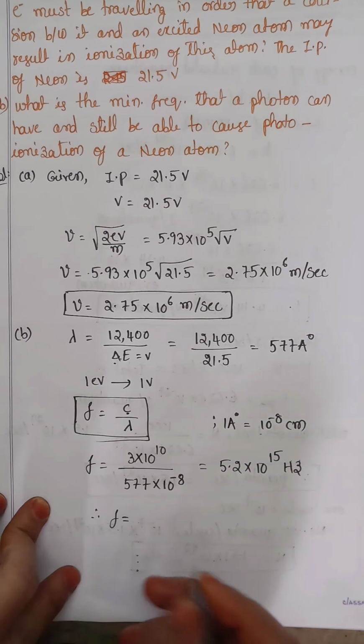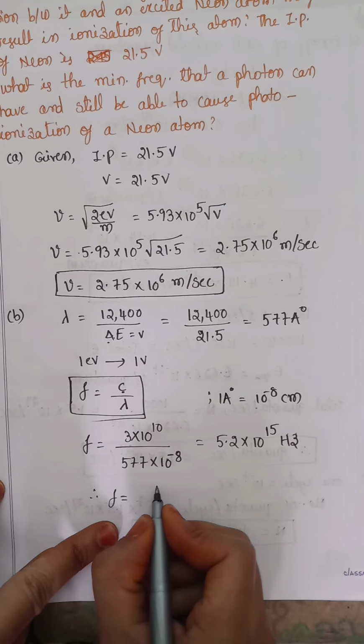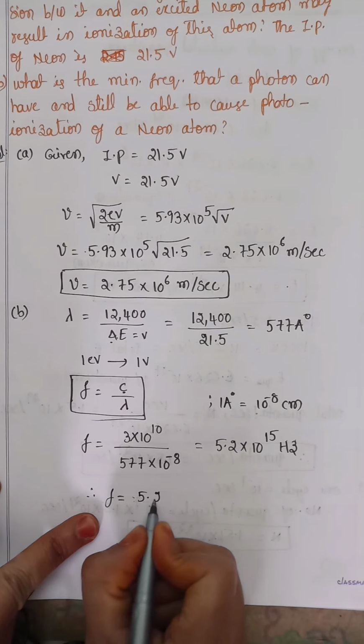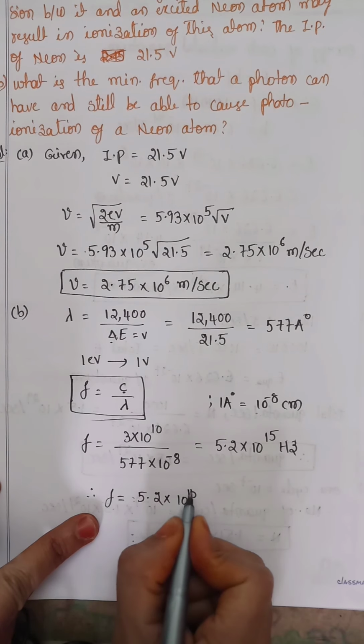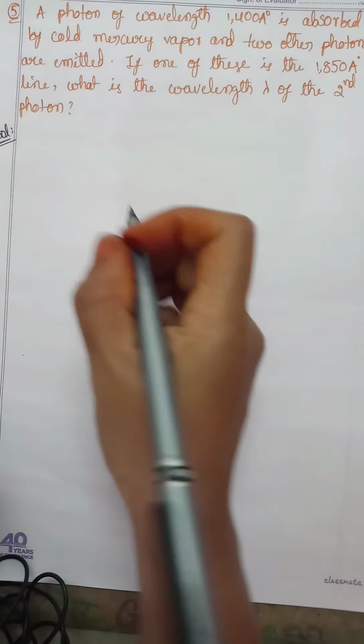Therefore, the minimum frequency that a photon can have and still be able to cause photoionization of a neon atom is given by F is equal to 5.2 into 10 to the power of 15 hertz. Now, let us consider one more problem.